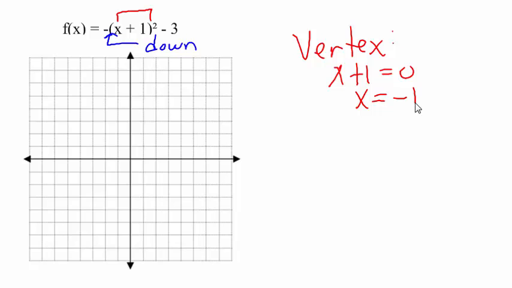The y-coordinate will come from the constant term all by itself. In this case, that's negative 3. So when you put it all together, you get a vertex at negative 1, negative 3. I'll plot that here.